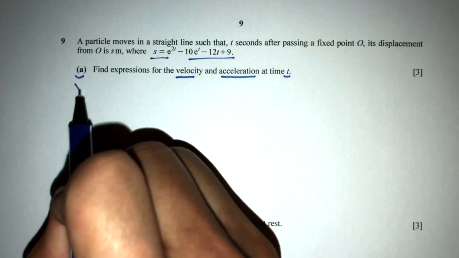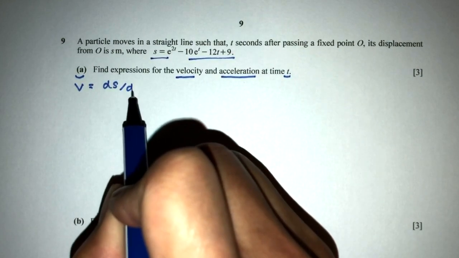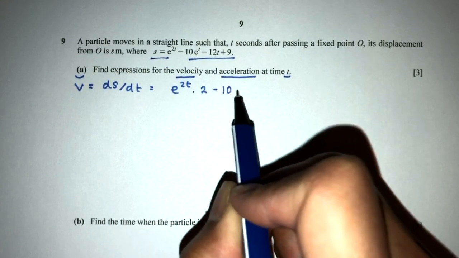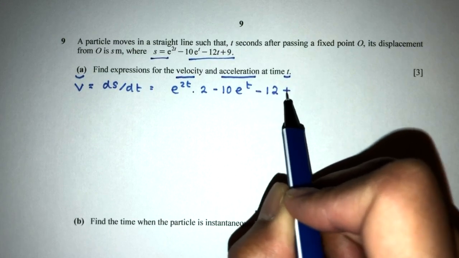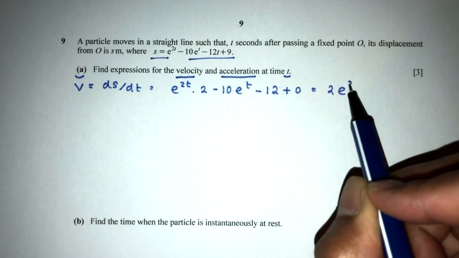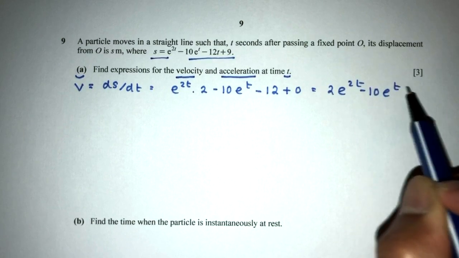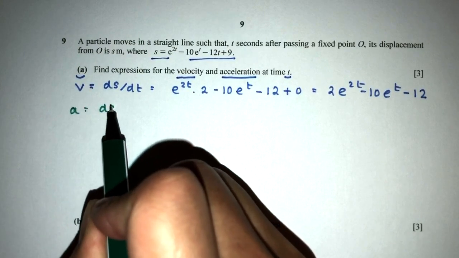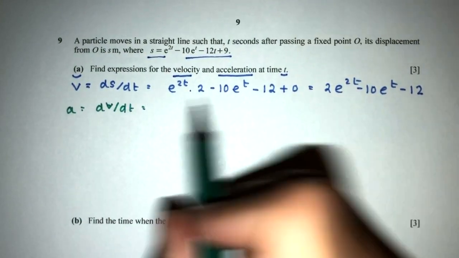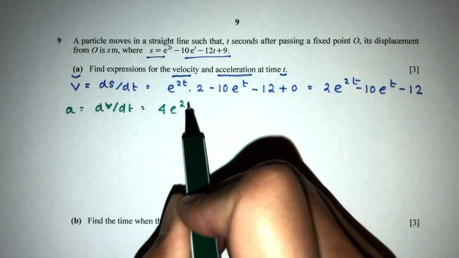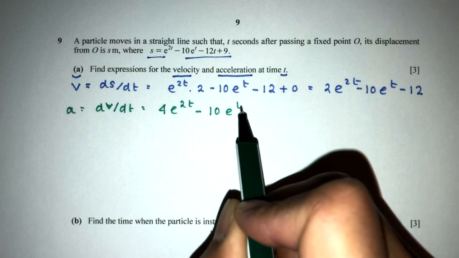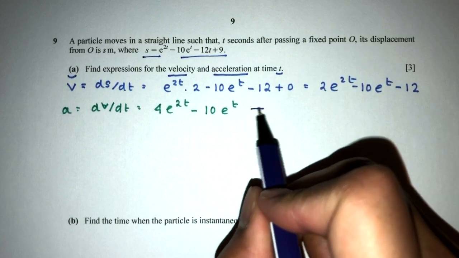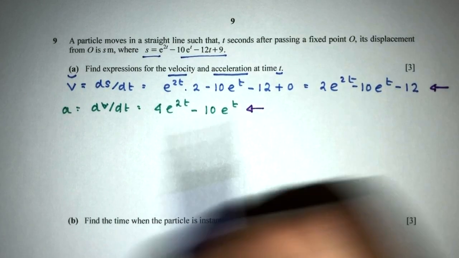As we know, v is equal to ds by dt. That will be e to the 2t times 2 minus 10 e to the t minus 12 plus 0. That should be 2e to the 2t minus 10e to the t minus 12. Now for the acceleration, you know it is dv by dt. That will be 4e to the 2t minus 10e to the t, and that will be 0. So this will be your answer for the acceleration, and this is the velocity.